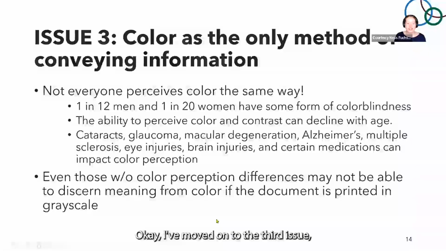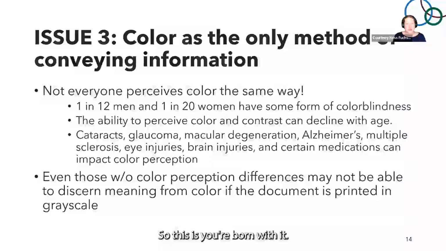Moving on to the third issue, which is using color as the only way of conveying information. So why is this a problem? Because not everyone perceives color the same way. In fact, most of us don't. So according to the National Institutes of Health, 1 in 12 men and 1 in 20 women in the US have some form of color blindness.